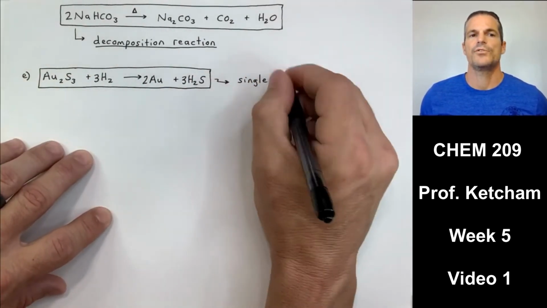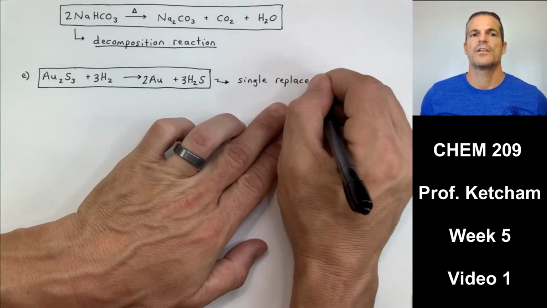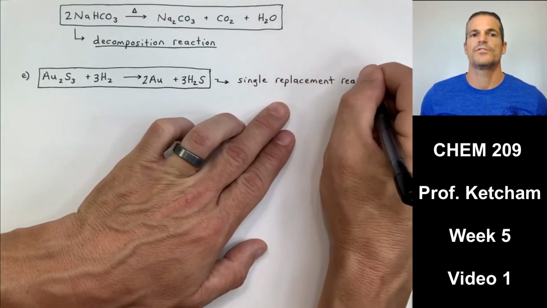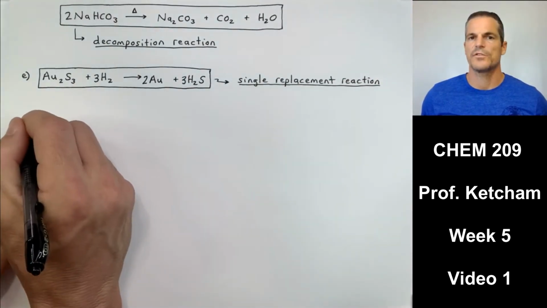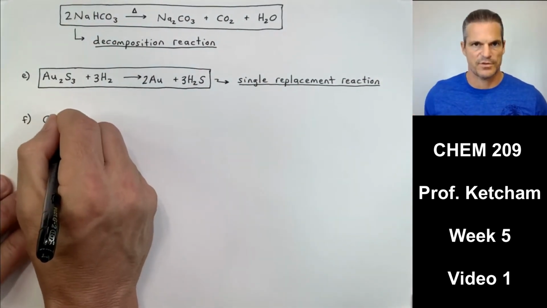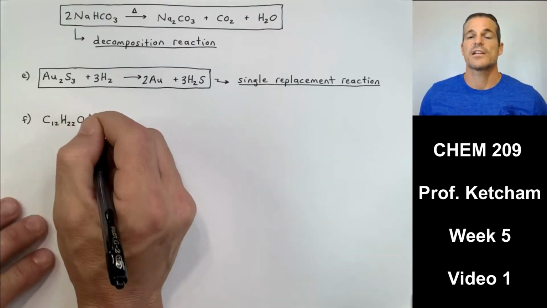So we have Au2S3 plus 3H2 yields 2Au plus 3H2S. I didn't have to screw with the formulas. I'm not even allowed to screw with the formulas. This is a combustion reaction.